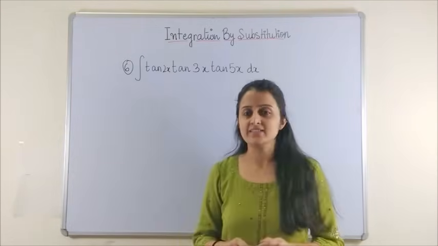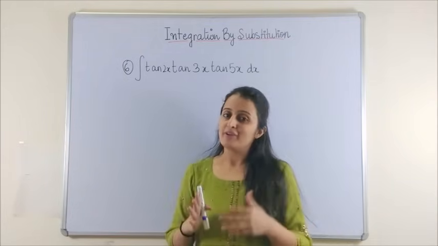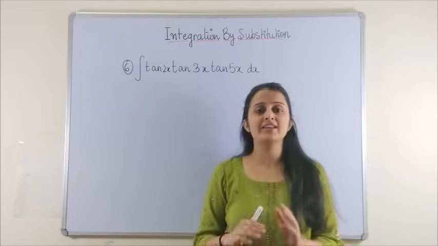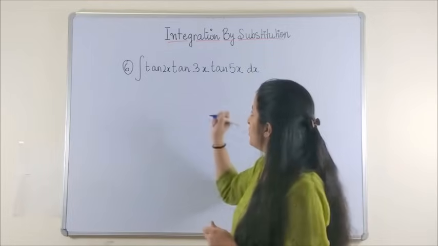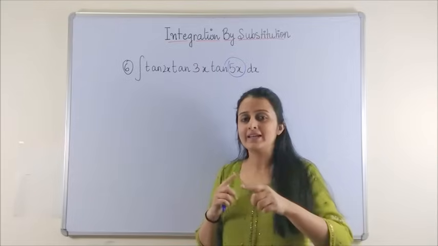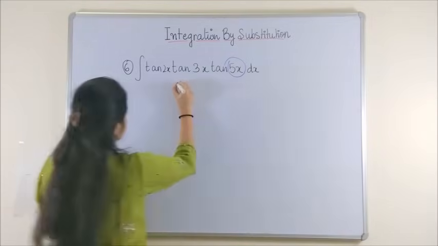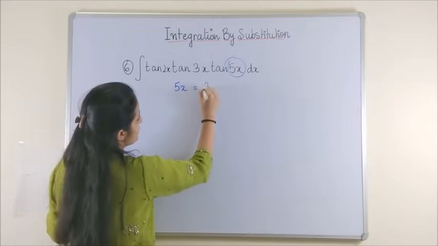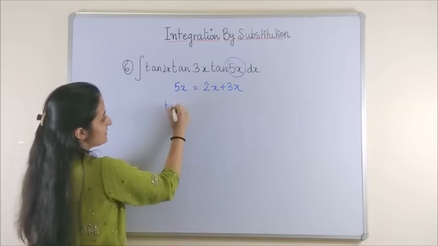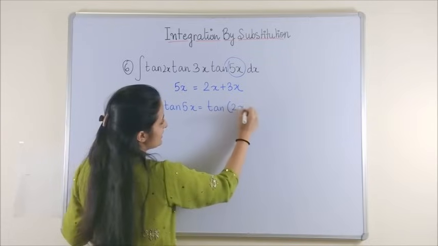Have a look at the sixth question. Getting some memories back from your trigonometry? Well, if you have done your trigonometry well, then this question is too simple. You look at the highest number and try to break it in the given two numbers. So, for this question, you can write 5x as 2x plus 3x. Now take tan on both sides. So tan 5x becomes tan of 2x plus 3x.